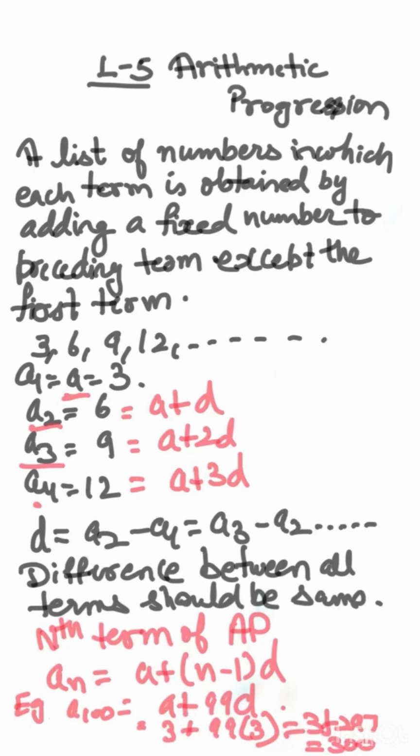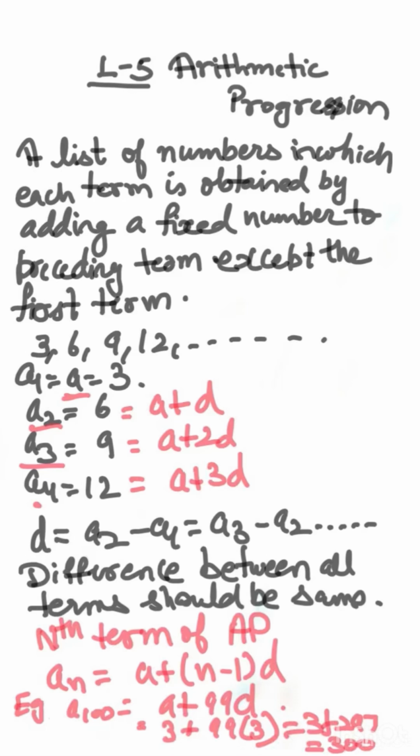A1 would be a, which is 3. A2 is 6. A2 can also be written as a plus d. A3 is 9, which is a plus 2d, and A4 is 12, which is a plus 3d. D होता क्या है बच्चा? D होता है दो टर्म्स के बीच का डिफरेंस. A2 minus A1 is d, A3 minus A2 would be d, A4 minus A3. Between any two consecutive terms, the difference is called d.